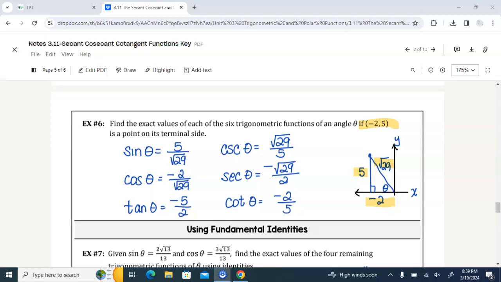Because it's going to be easy now. I can find sine. Sine is opposite over hypotenuse. So 5 is my opposite, over square root of 29. Sine is 5 over square root of 29. Then cosecant is square root of 29 over 5. You just flip it. Same is true with cosine. Cosine would be my adjacent over hypotenuse, so secant is hypotenuse over adjacent, so negative square root of 29 over 2. And then tangent and cotangent are done the same way.